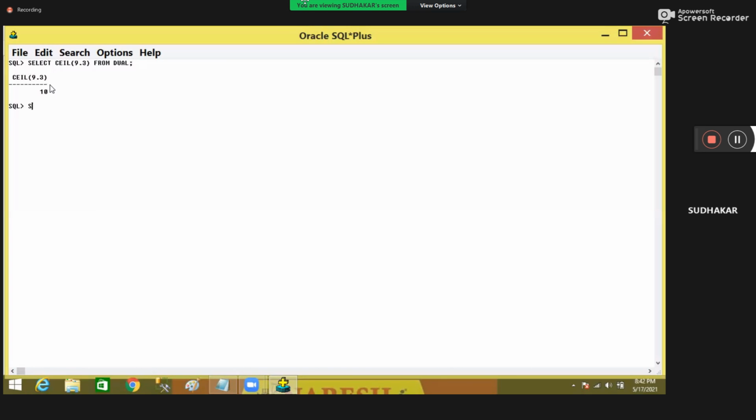In the same way, if I take select ceil of 9.8, it still gives 10 only. That means it always returns the greater value. So that is the CEIL function.